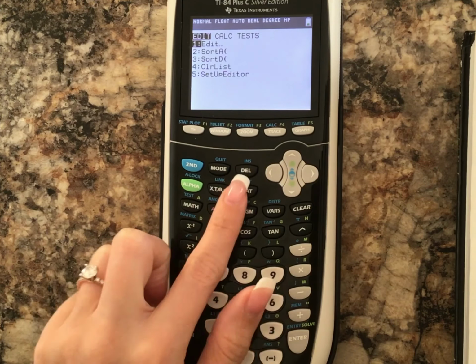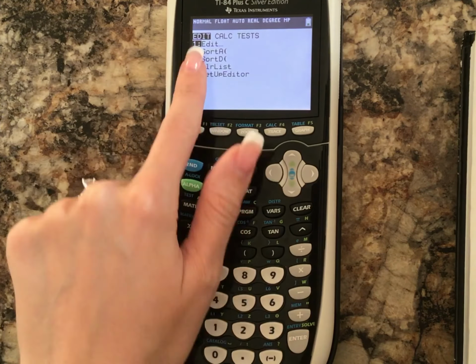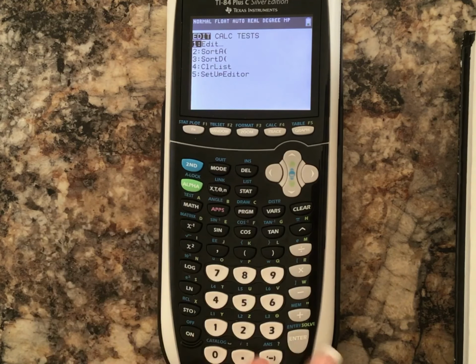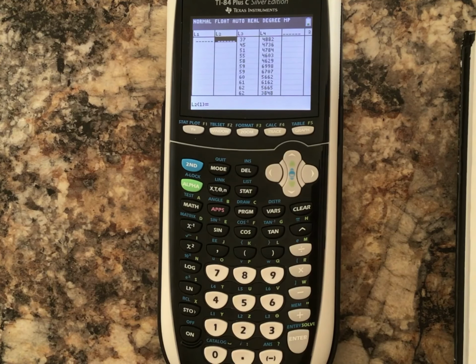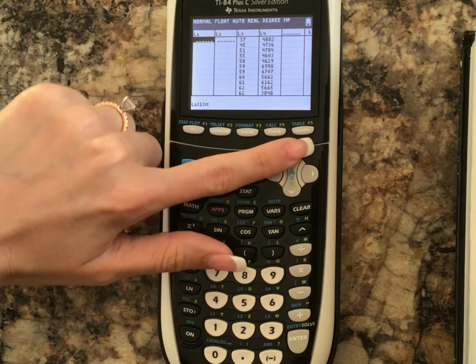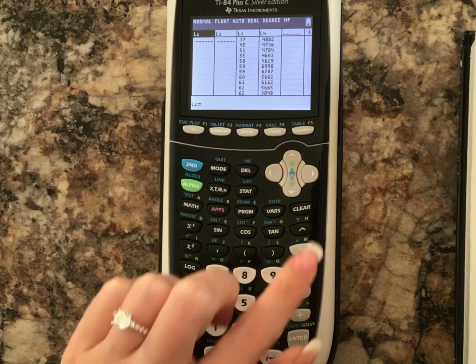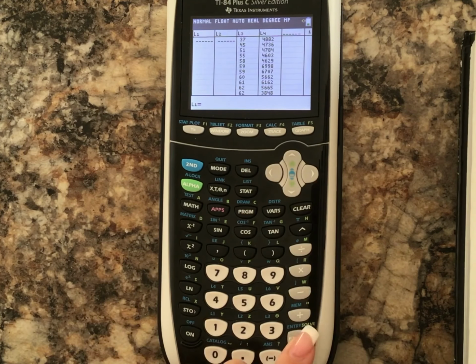When you go to that Stat button, click on the first tab, Edit, so click the first option that you get. This will bring up some lists for you. Hopefully you don't have anything in these lists, but if you do, click the up arrow so that you are at the name of the list, and then you can click clear and it will clear the whole list for you if you need to do that.